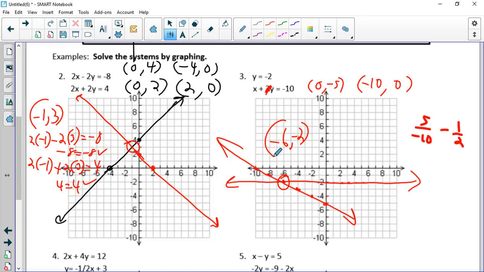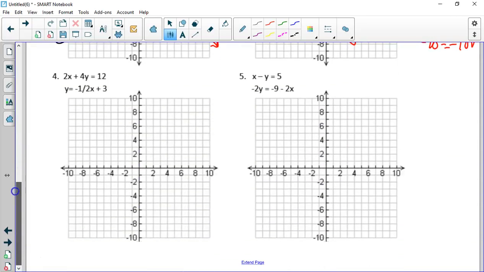So what do I do? I plug that in. Well, the first one's easy. Y equals negative 2. Check. Now I need to plug in the second one. So negative 6 plus 2 times negative 2 equals negative 10. Well, negative 6 minus 4 is negative 10 equals negative 10. Check. So this point is a solution to the equation.